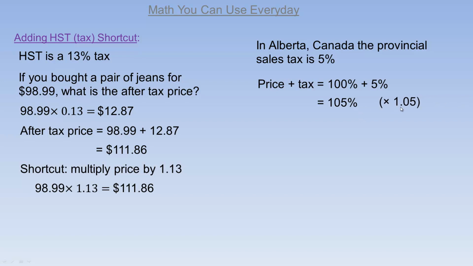So if you want to just add 5% onto something, if you don't necessarily need to see what exactly the tax amount is, you just want to know the final price, which is what most people want to know, especially when you get to the checkout. So we're going to do the pair of jeans again, $98.99, and multiply by 1.05, and you get $103.94. So that would be the after-tax price if you're only paying 5%.